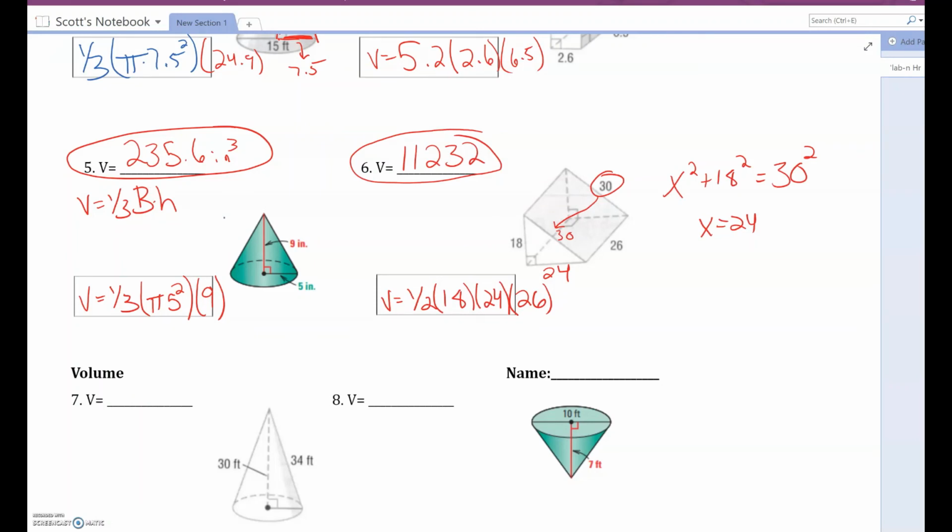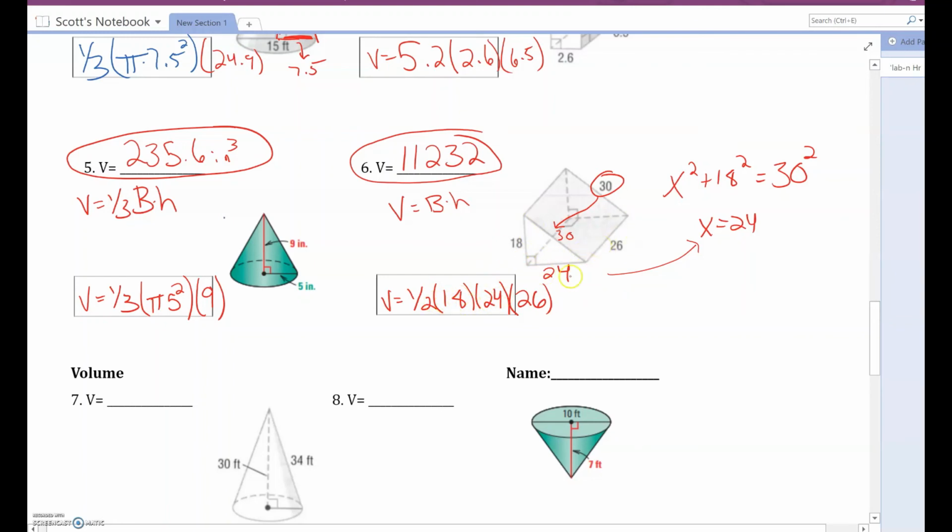This 30 you can move over here. So ask yourself, do I have 2 parallel bases or a point? So this one, there's 2 that are parallel, the triangles. So my area is going to be of the triangle. Volume equals 1/2 base times height. So you can move the 30 over, use Pythagorean Theorem to get 24. Okay, base and height always connected at the 90. That's why I use 18 and 24.